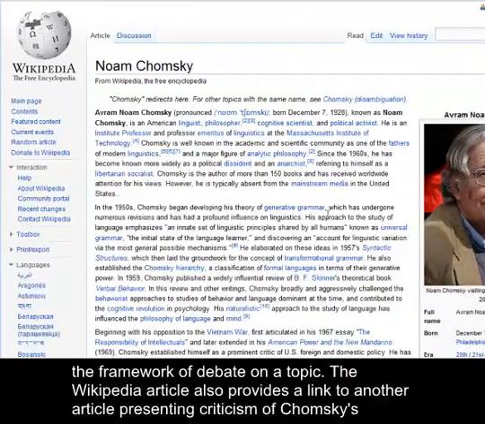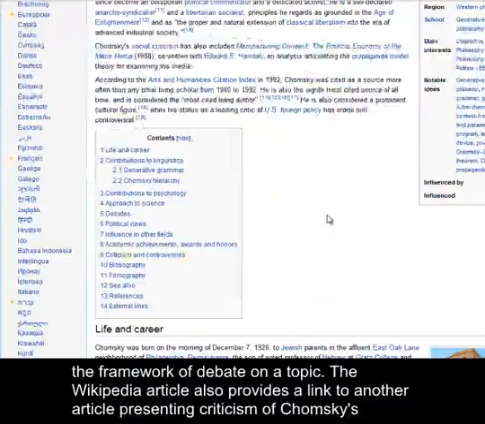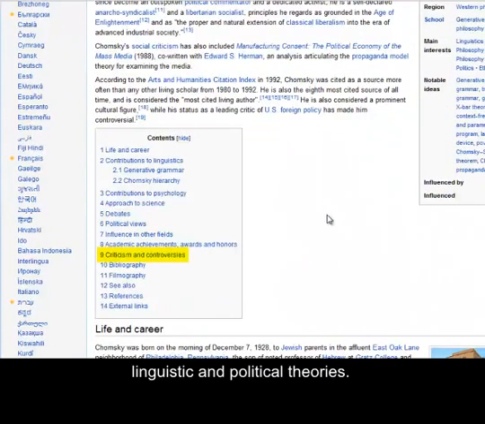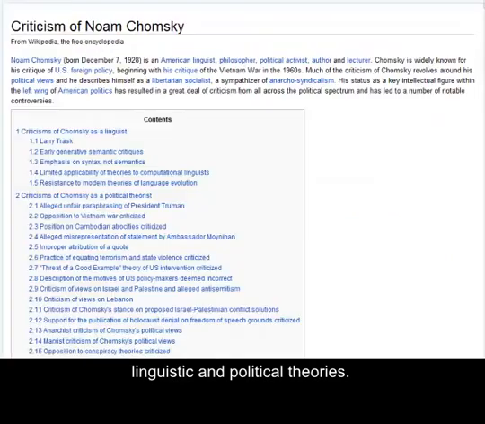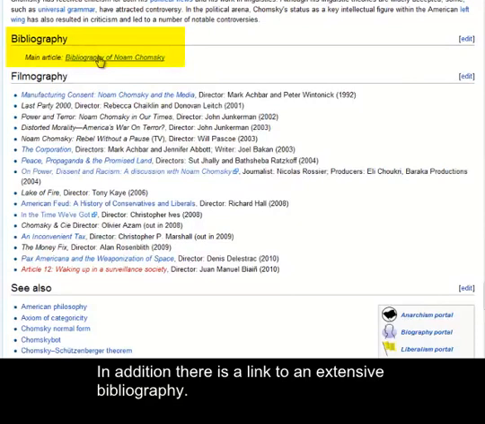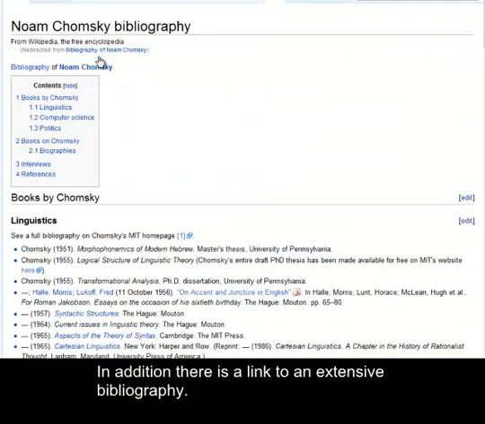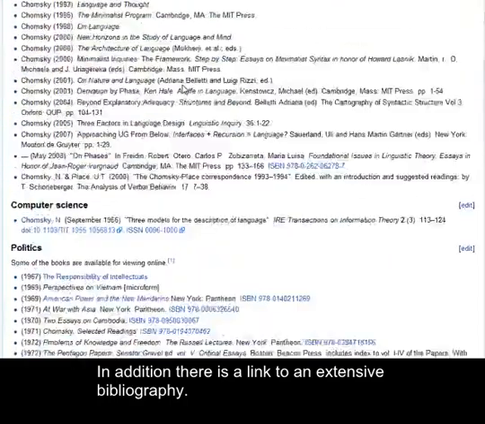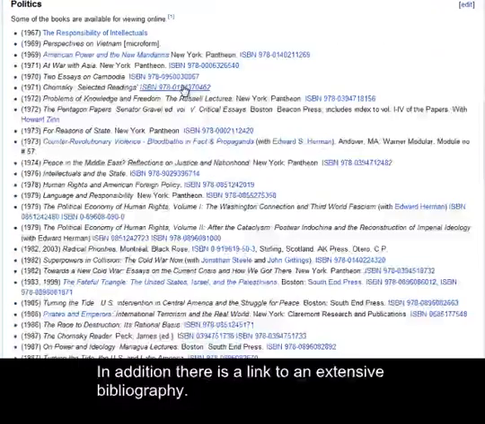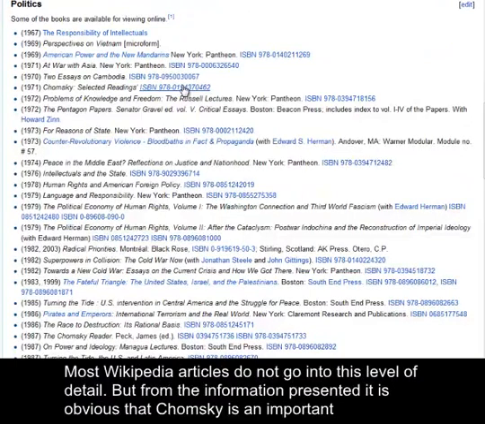The Wikipedia article also provides a link to another article presenting criticism of Chomsky's linguistic and political theories. In addition, there is a link to an extensive bibliography. Most Wikipedia articles do not go into this level of detail, but from the information presented, it is obvious that Chomsky is an important contemporary thinker.